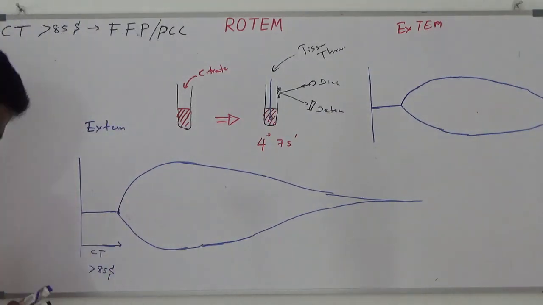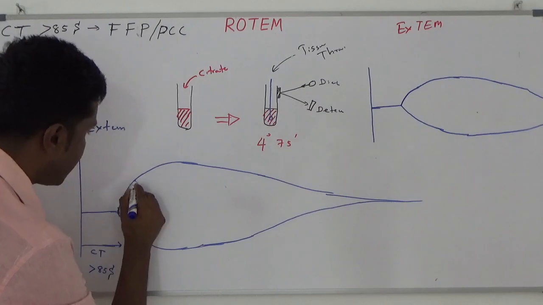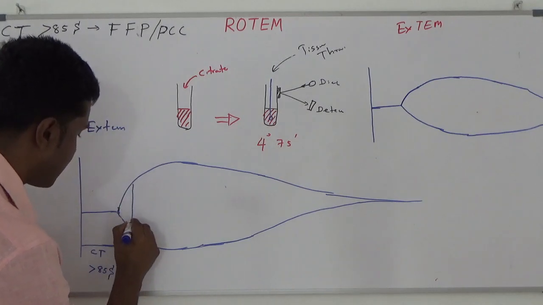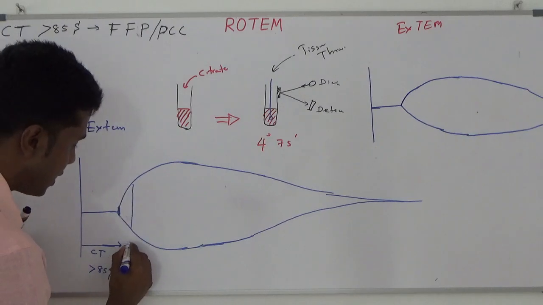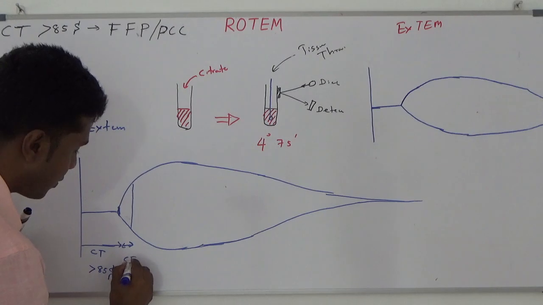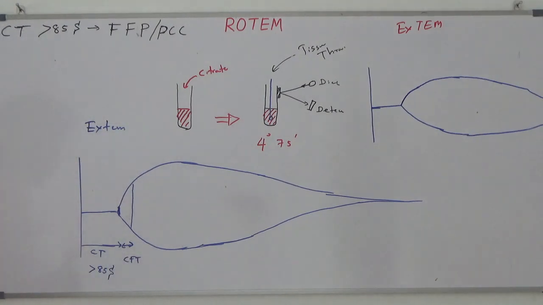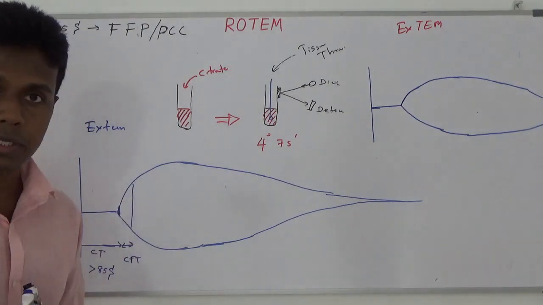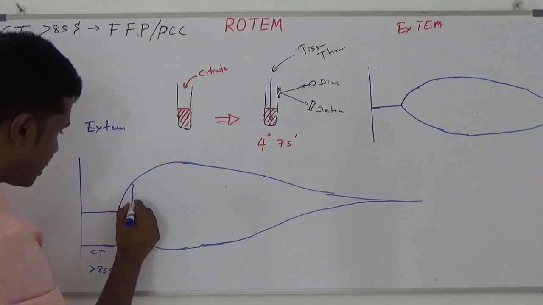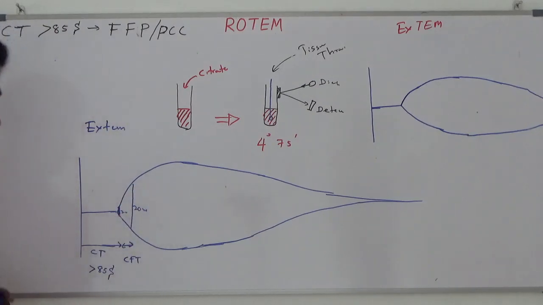After that, from 2 mm size to 20 mm size, we are going to call it the clot forming time. Clot forming time is from 2 mm to 20 mm size. Here 20 mm. Here 2 mm.